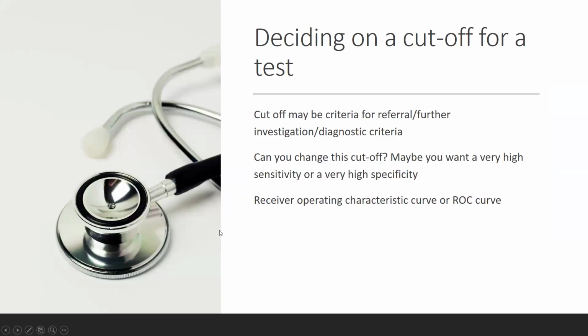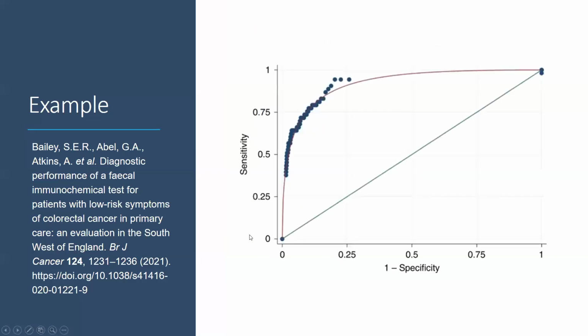Now, deciding on a cutoff for your test may be dependent on the ability of the test, or it can be something you can change. The cutoff may be criteria for referral or for further investigation, or it may even be diagnostic criteria. Now, if you're able to change the cutoff, so actually change where the cutoff value comes, then you can plot the changing sensitivity and specificity for each cutoff on a plot called a receiver operating characteristic curve. Now, here's an example using FIT testing for a population of people with low-risk symptoms of colorectal cancer.